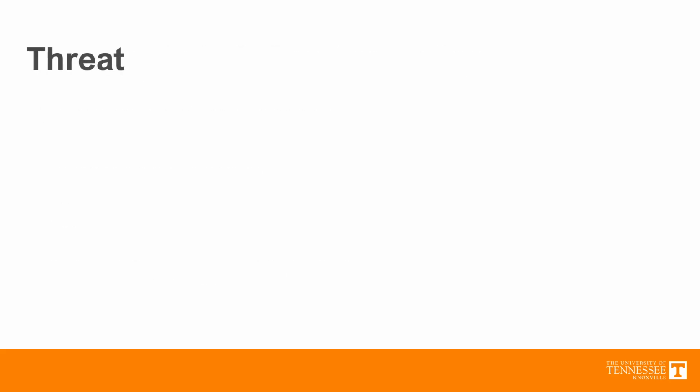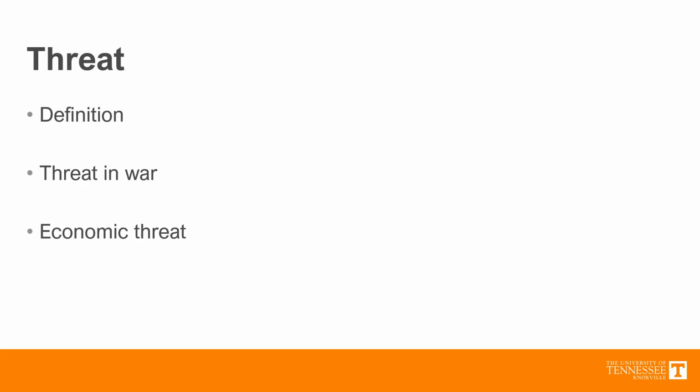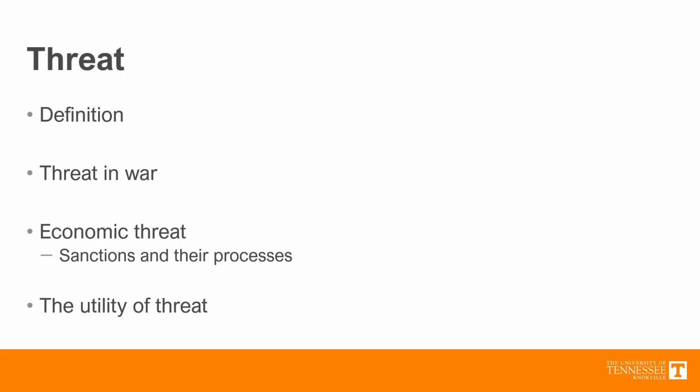So for threat, we're going to go very quickly over what we mean by threat, what it looks like in war, although we've talked about that quite a bit, so we're not going to dwell on that too long. Economic threat, specifically sanctions and their processes, and then the utility of threat, or how states, mainly the United States, uses threat in foreign policy processes.